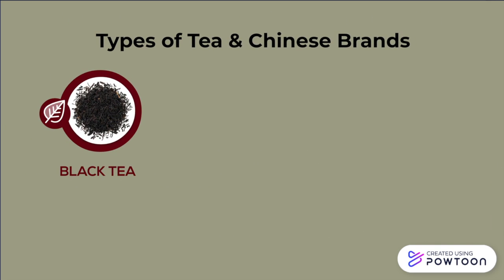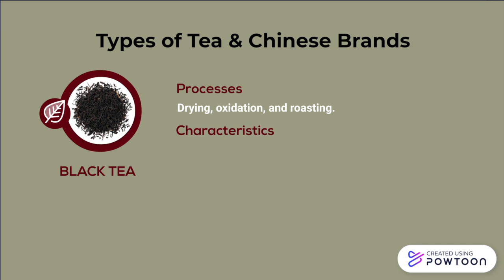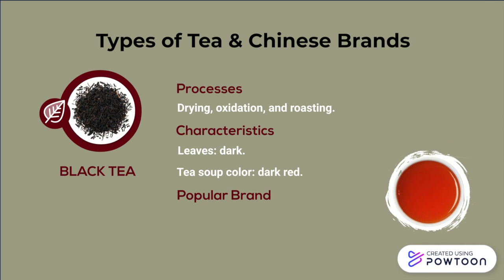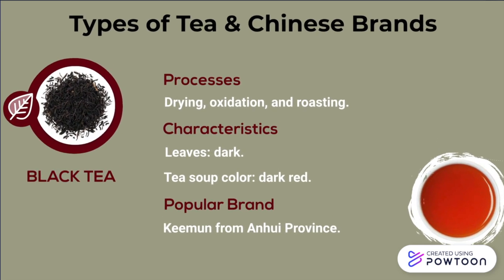Third is black tea. The leaves go through several processes, including drying, oxidation, and roasting. The color of the black tea leaves is dark, and its tea soup color is dark red. One of the popular brands in China comes from Anhui province.